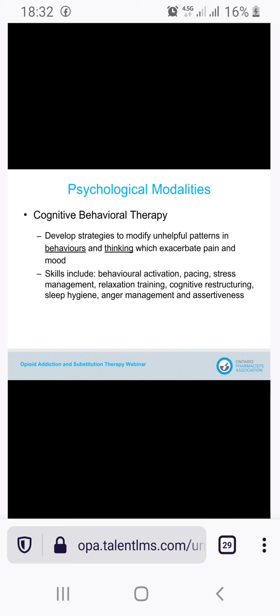Some skills that the clinicians would help teach the patient are behavioral activation, learning about pacing, stress management, relaxation techniques, cognitive restructuring, so restructuring of those negative thought patterns, sleep hygiene, anger management, and assertiveness.